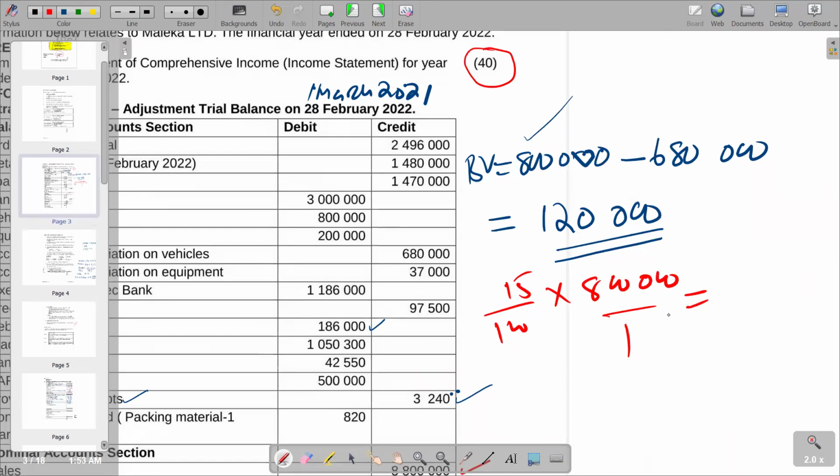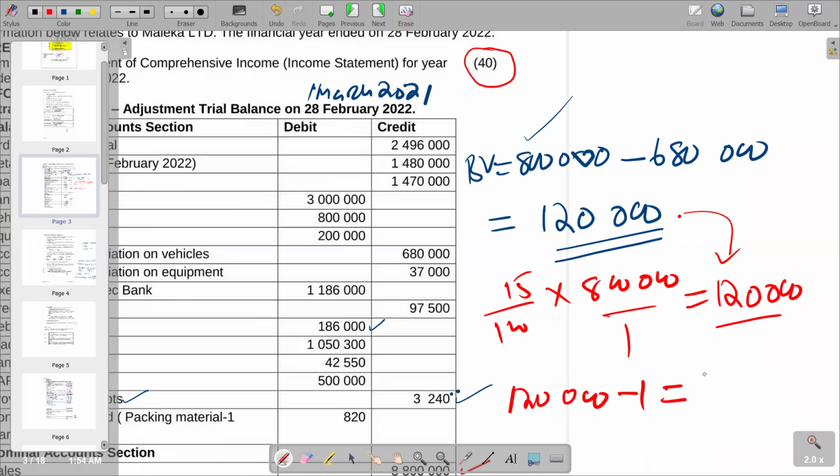Right, if you say 15% of 800,000, you're going to get 120,000. You see now, this is the depreciation according to calculation using cost price, which is the straight line method. We have found that the depreciation amount is equal to the book value. This is our book value. It means our book value at the end of this current period will be 0, which should not be the scenario. We should put a depreciation of 120,000.